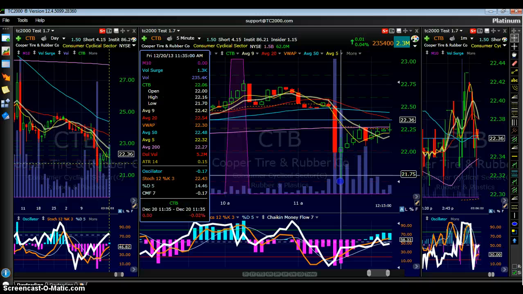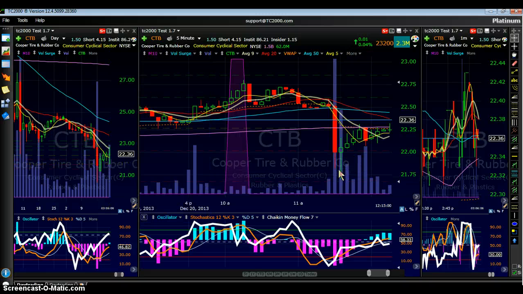So if my stop is back at low of day and I've got, say, a 20 cent stop and I've got a 60 cent amount of room up to the VWAP, that's a good risk-reward ratio. So I would be interested in taking that type of trade.